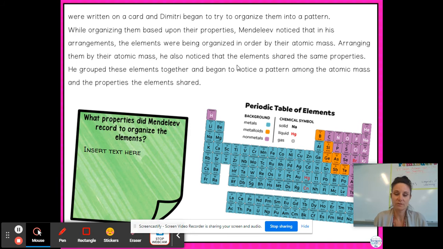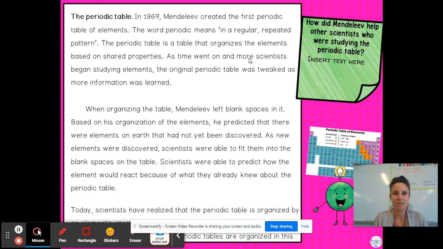So again, you can pause to reread and answer questions or continue to slide 9. Here is slide 9. It is the last question on the front side of page 1. The question for slide 9 is, what property do we organize this periodic table by today?